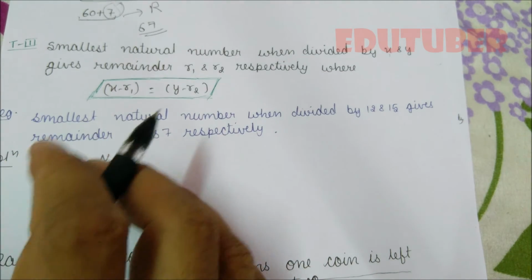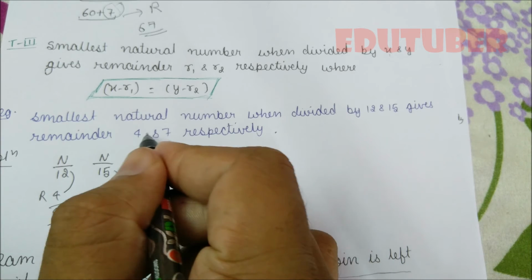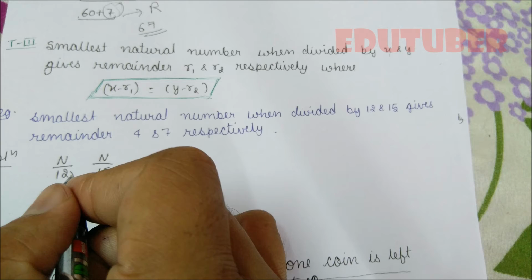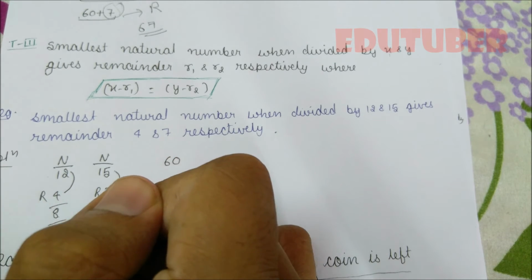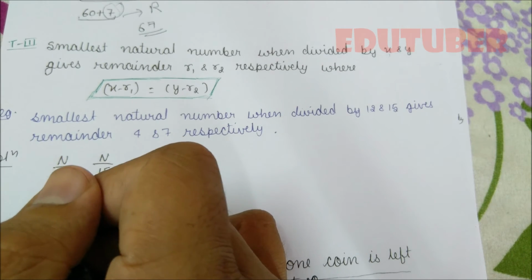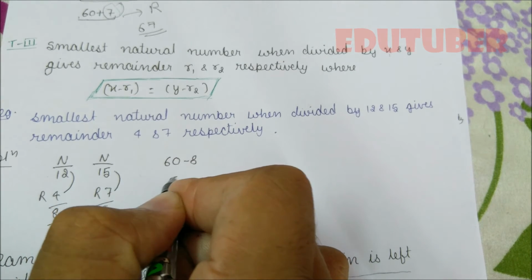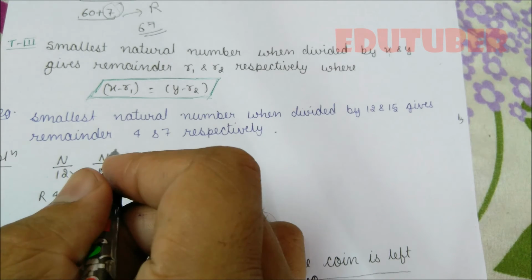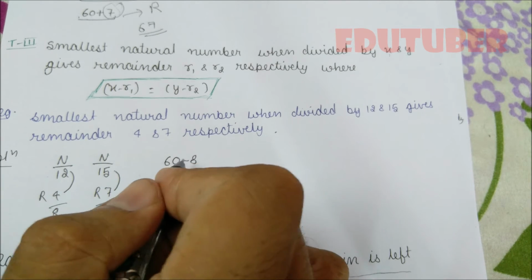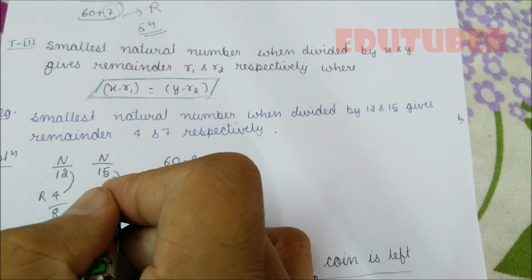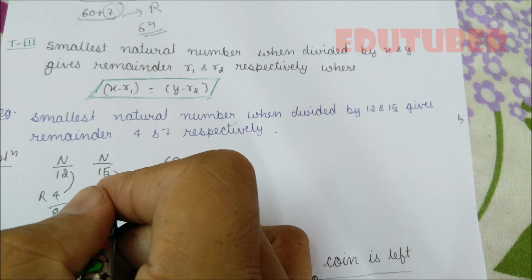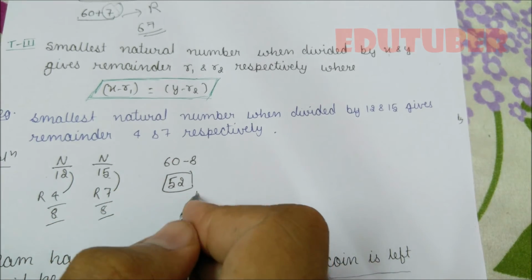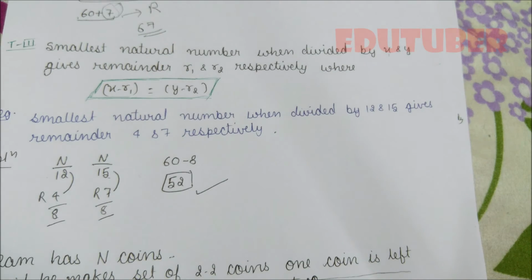In these types of questions, we write the number as the LCM of the two numbers, that is 60, minus the difference between the divisor and the remainder, minus 8. The number becomes 52. Now check: 52 divided by 12, 12 fours are 48, 48 plus 4 is 52. When divided by 15, 15 threes are 45, so it gives remainder 7. So it is correct. I hope you understood this.